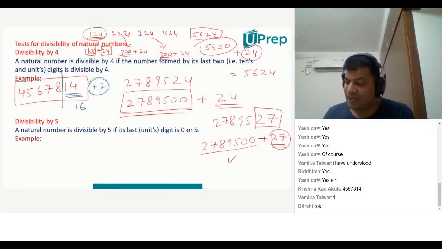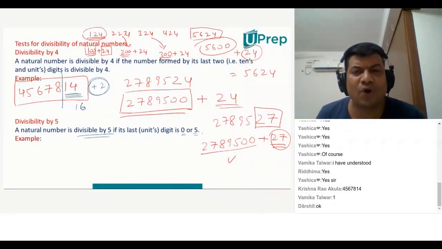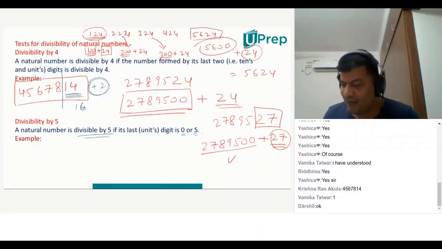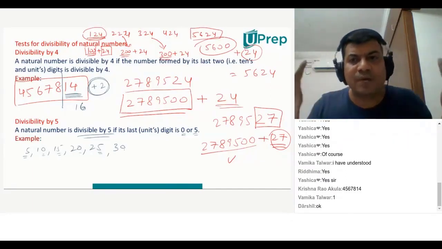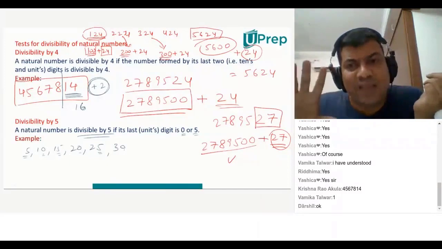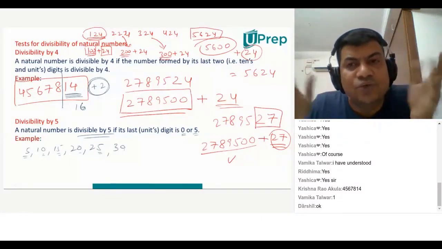Let's look at this: a natural number is divisible by 5 if its last units digit is 0 or 5. This is a very easy rule, because if you observe multiples of 5, it is 5, 10, 15, 20, 25. If you observe these numbers, the last digit is either 5 or 0. Can you observe that? All multiples of 5, any number you take, will end with 5 or it will end with 0. There is no other number.